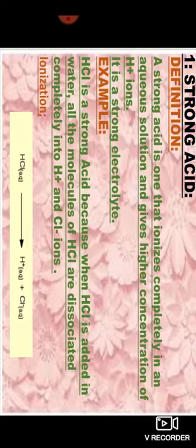Here an example is given, hydrochloric acid. It's a strong acid because when hydrochloric acid is added to water, all the molecules of hydrochloric acid are dissociated completely into hydrogen ion and chloride ion. One thing in addition, listen: the reaction for the strong acid we can write in such a way that a single-headed arrow is given, which shows the complete ionization of the strong acids. And the term aq is given for aqueous because we are adding it to water and then it gives ions, as we have discussed in the definition of the acids also.